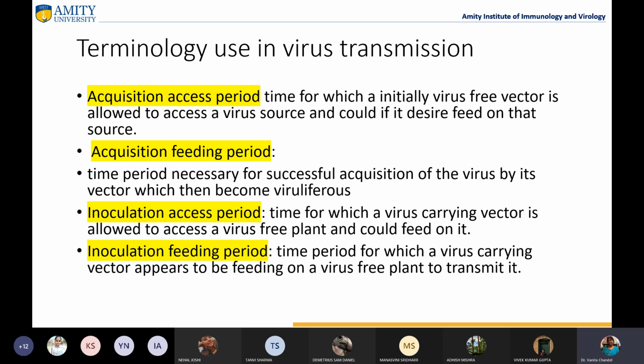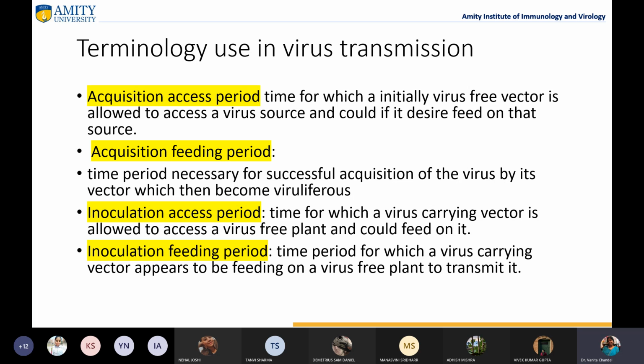Then these are the different terminologies that we use when we talk about virus transmission, when we discuss persistent, semi-persistent, and other modes of transmission. So, the acquisition access period. What is the acquisition access period? It is basically the time for which a initially virus-free vector is allowed access to a virus source, to see whether it feeds on that particular plant or not. It is the time taken by the vector to feed on that plant or not, right?